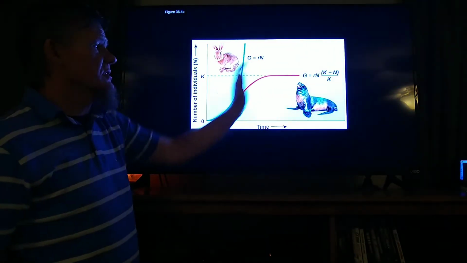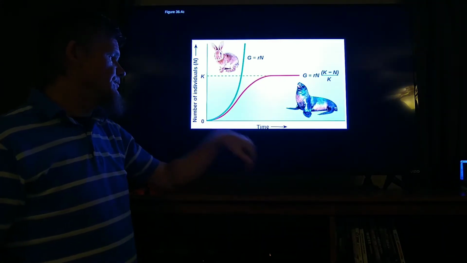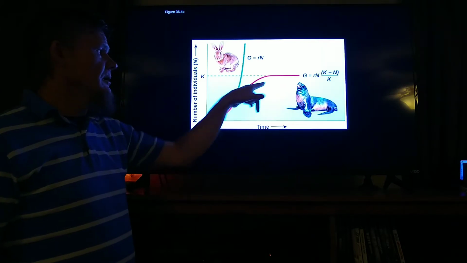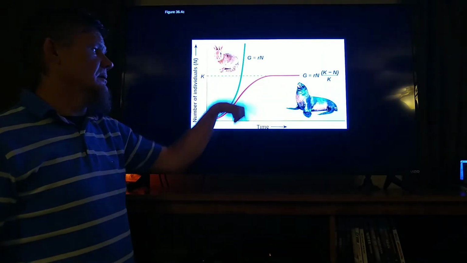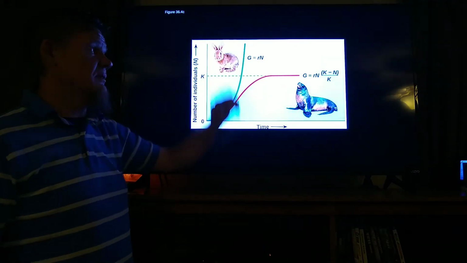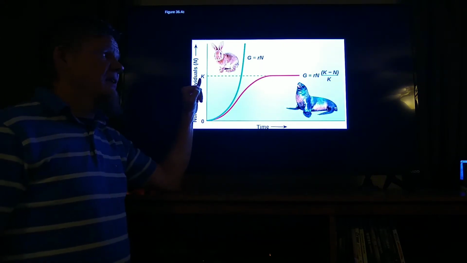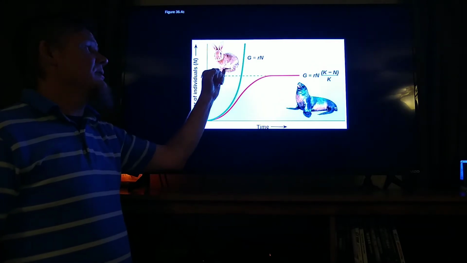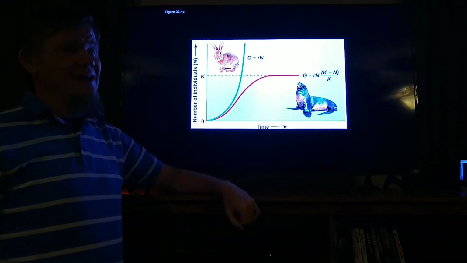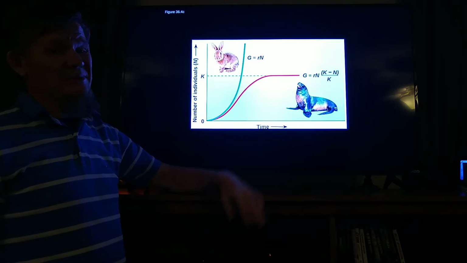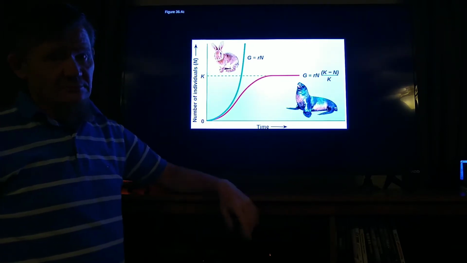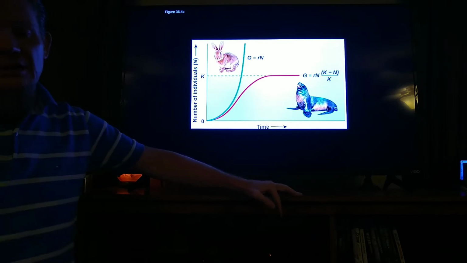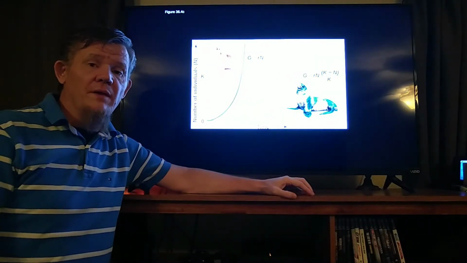Exponential versus logistical growth. They seem to be very similar in the beginning, but once we hit about halfway through, we can see there's quite a bit of a difference. K refers to that carrying capacity. What has happened to the rabbits? They have shot past that carrying capacity. What's going to happen to the rabbits? They're going to die because they've gone past what their environment can support.